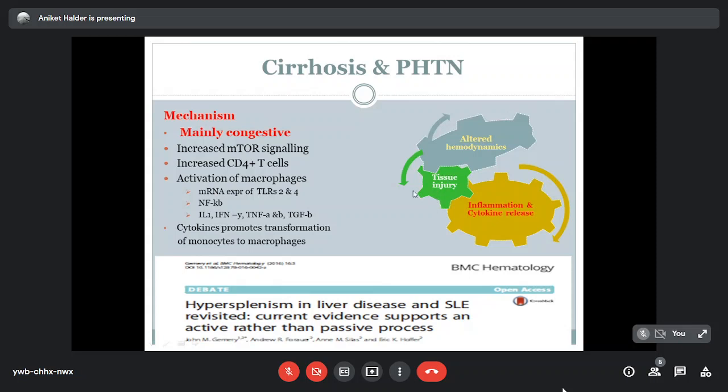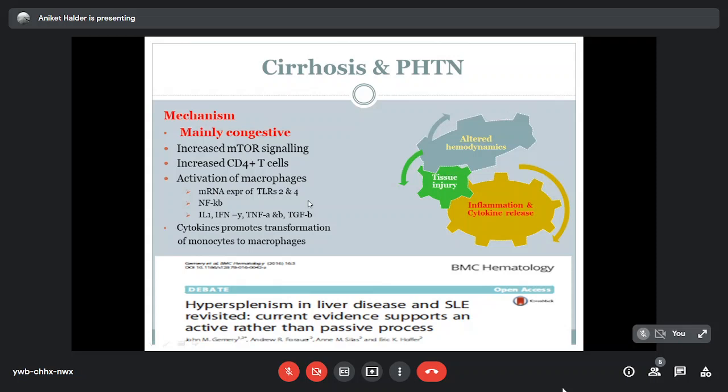This tissue injury causes increased inflammation and cytokine release. This cytokine release causes the differential activation of the macrophages and the CD4 plus T cells. These cytokines also promote the transformation of the monocytes to macrophages in the spleen. These macrophages engulf more and more RBCs, and this hyperactivation of the macrophages often leads to cytopenias.